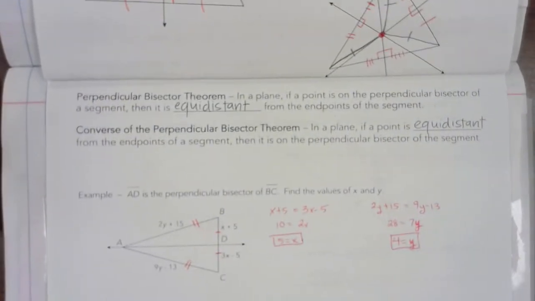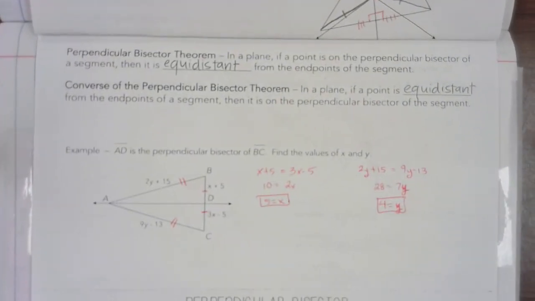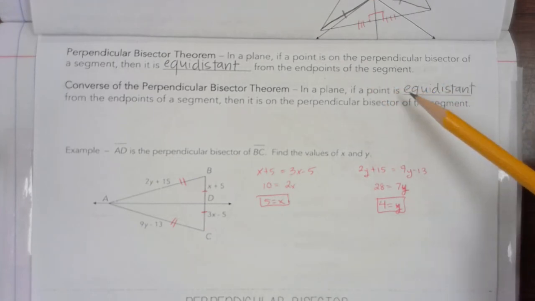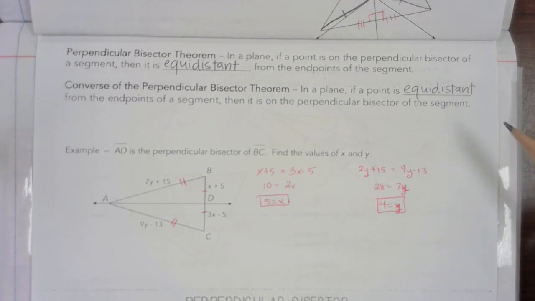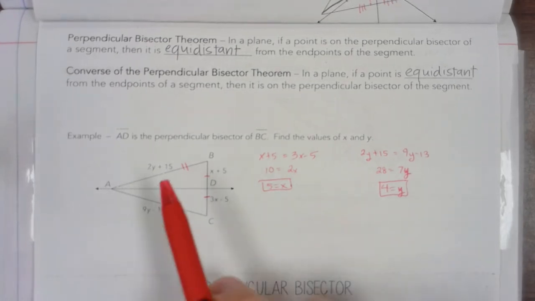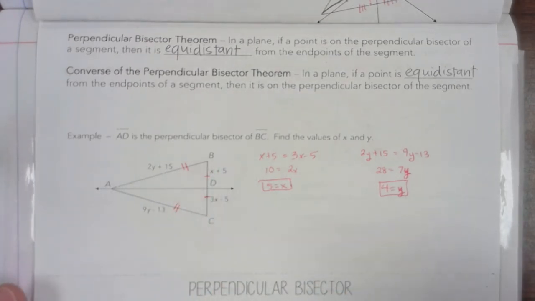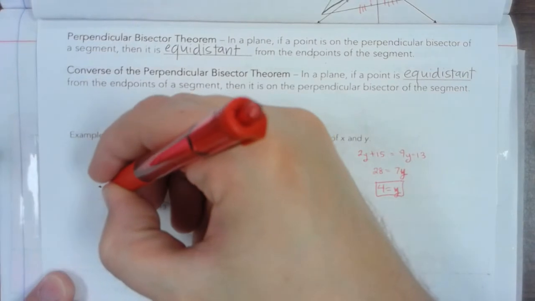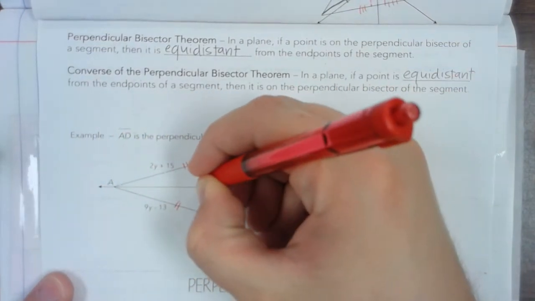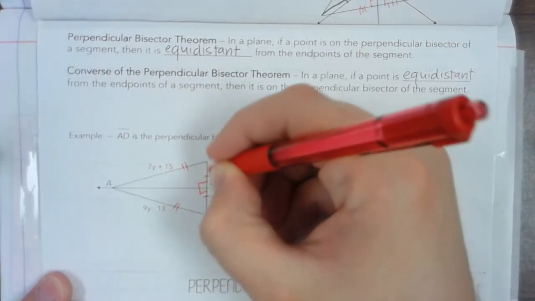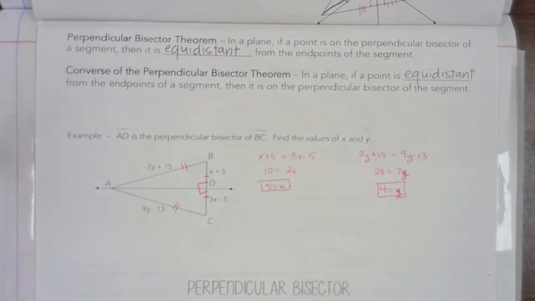So next up, we do have a couple theorems that we also use when we're dealing with perpendicular bisectors. Okay, so one of them says in a plane, if a point is on the perpendicular bisector, then it is equidistant from the endpoints of the segment. So kind of similar to angle bisector. So let's look at this problem. AD is the perpendicular bisector of BC. So that means this line right here, AD, it is creating right angles where it intersects with BC and it cuts BC in half.